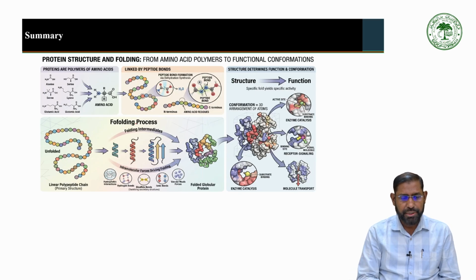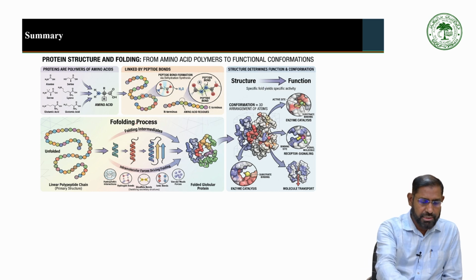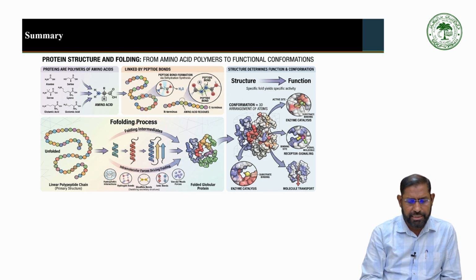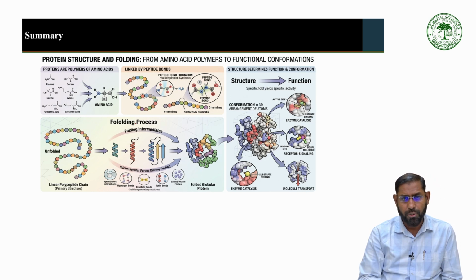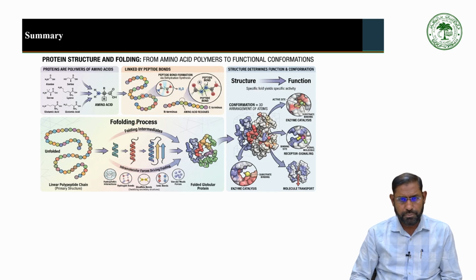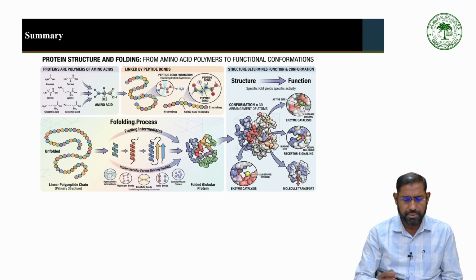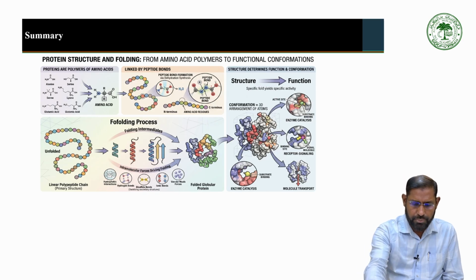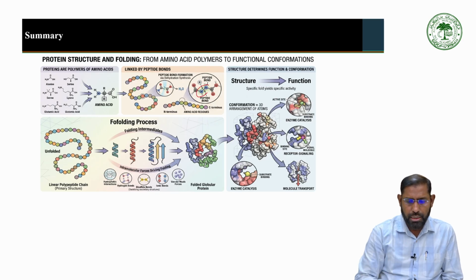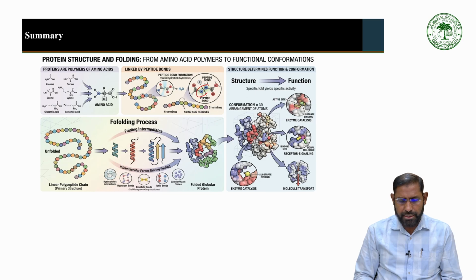And this is the summary of my lecture. Proteins are polymers made of amino acids, linked by peptide bonds, and peptide bond formation occurs by dehydration synthesis. It has both an N terminal and a C terminal, and a peptide bond. This is a peptide bond.